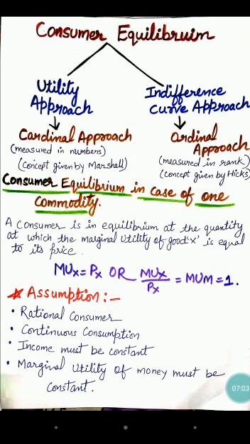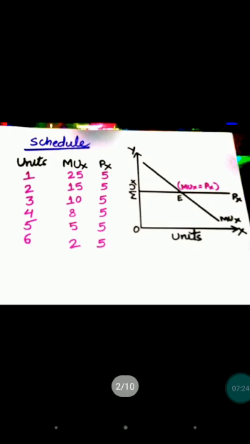Income must be constant, meaning our money is constant, we have income that is constant, there is no change. Marginal utility of money, the worth of money, must be constant. So these are some assumptions, and we have discussed this condition in the case of one commodity. Now moving further, with the help of a schedule and a graph, we are going to discuss consumer equilibrium in the case of one commodity.